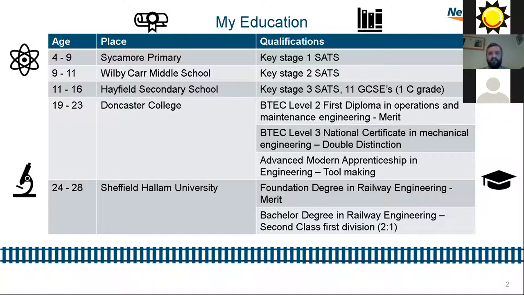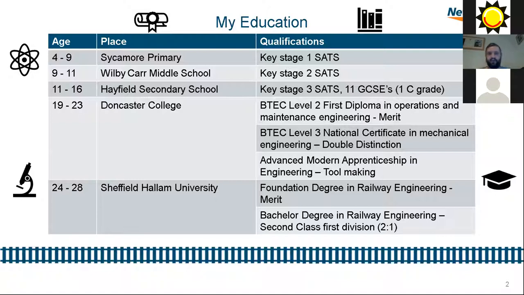So tool making is not what it suggests. It isn't making hammers and spanners and wrenches. It's actually injection molding tools. So stuff that makes plastics. So we could have made tools for anything from toys to car parts.